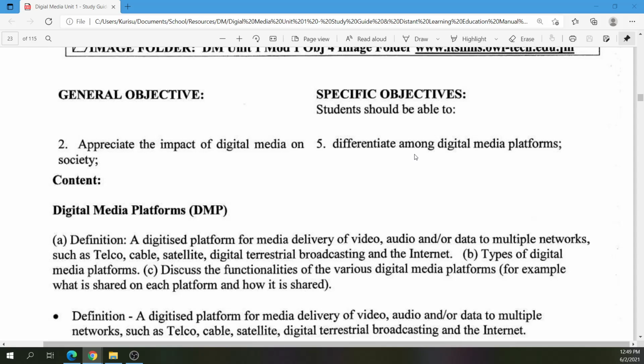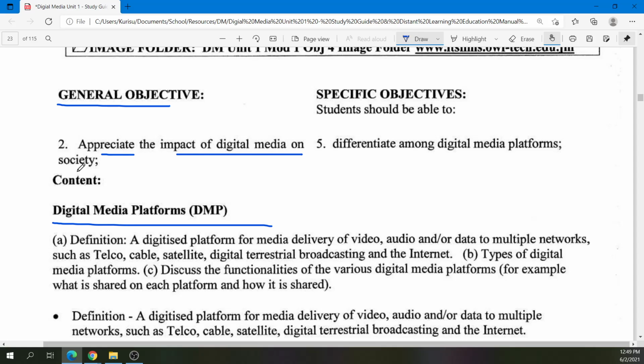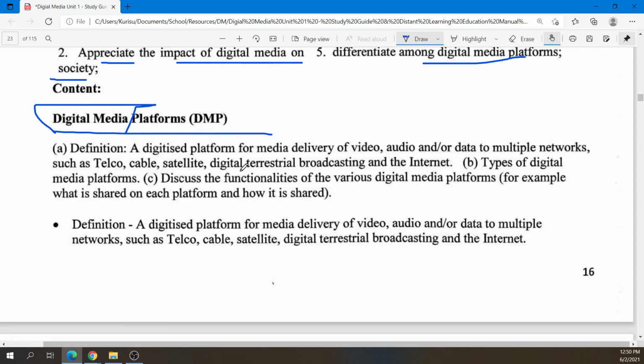So today we're going to be looking at Objective 5, and Objective 5's title is Digital Media Platform. In this objective, the general objective is to appreciate the impact of digital media on society, and the specific objective is to differentiate between the different platforms. How are the different platforms used to showcase the different digital media?